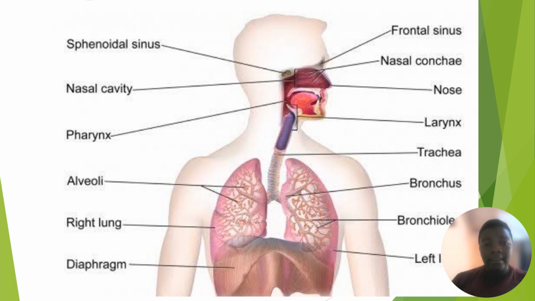We have the pharynx, the nasal cavity, and the sphenoidal sinus. So this is the structure of the human respiratory system. As we continue with the lesson, we'll find how it functions and the behavior of different organs during inhalation, which is breathing in, and exhalation, which is breathing out.